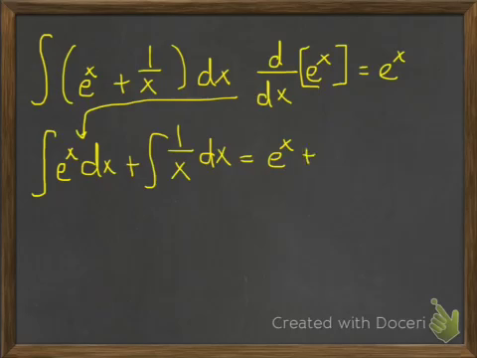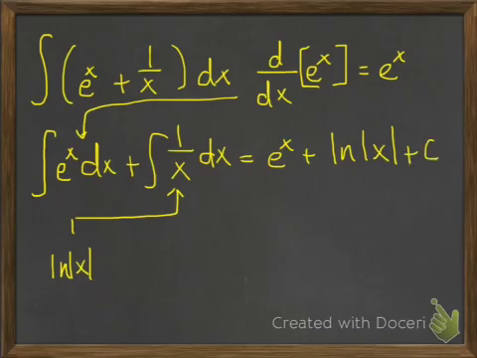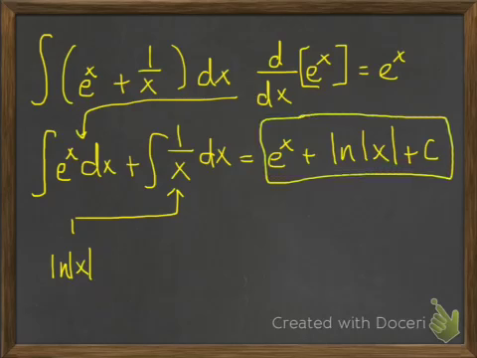plus, okay, now we need to figure out what derivative we need to take to get 1 over x. Well, we know that ln of x gives us 1 over x, but since this is antiderivatives, we need to make sure we're taking the absolute value. So it'll be ln of absolute value x plus a constant. We can't forget the constant because we need to make sure we have all numbers accounted for. So that is our answer, e to the x plus ln absolute x plus c.